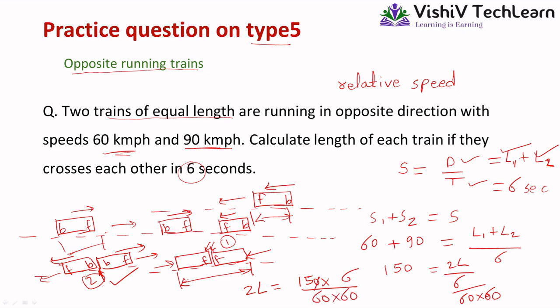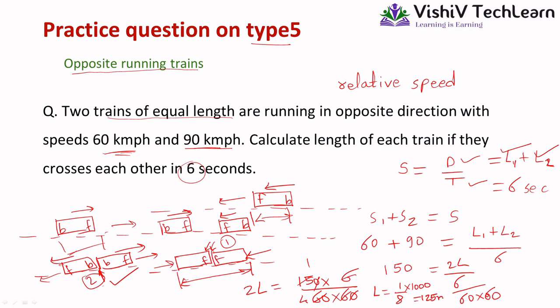So the zeros we can cut, 6 and 6 we can cut, and 15 ones are 15, 15 fours are 60. We got 1 by 4, and this 2 when it comes to this side, L is equal to 1 upon 8. Since L is equal to 1 upon 8, but this is in kilometers, we multiply by 1000 to convert it into meters, and 1000 upon 8 is the final answer, which is 125.